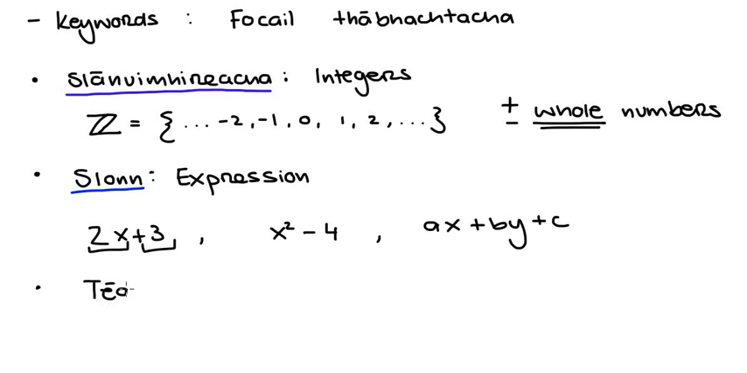Moving on to our next keyword, we have téarma. So these are the terms in algebra. So if we take the expression 2x plus 3, 2x is one term, 3 is the other term.